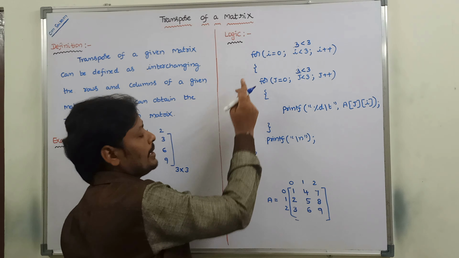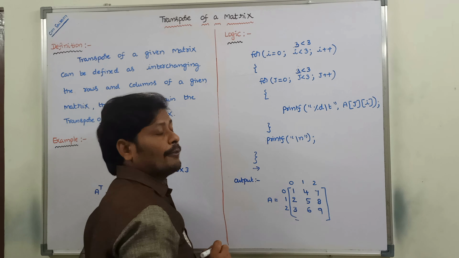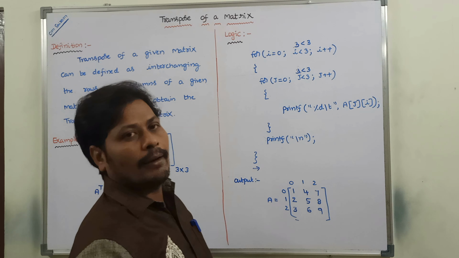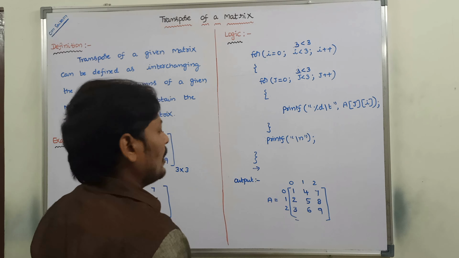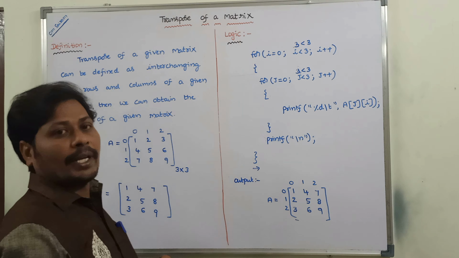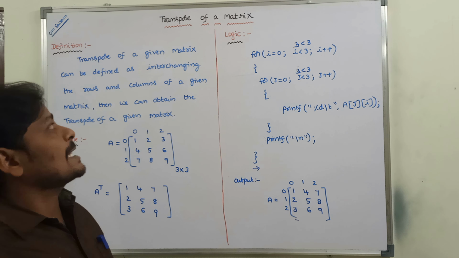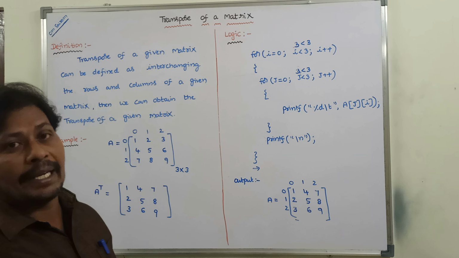Outer for loop starts here. Outer for loop ends here. After the for loop, there are no statements. Then this is the output of this logic. So in this way, we have to find out the transpose of a given matrix.